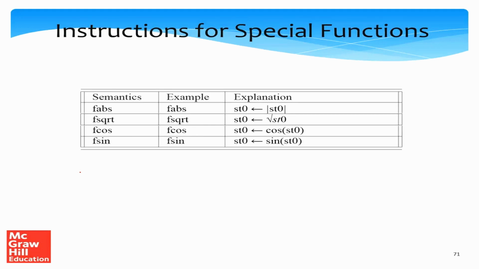Now let's take a look at instructions for some special functions. So basically, what is the advantage of having a CISC instruction set? Unless these special functions are supported. So there are many more special functions which readers can find in Intel's manual. But some of the ones that are most commonly used are FABS for an absolute value, SQRT that computes the square root of ST0 and saves it in ST0. Then cos and sine.